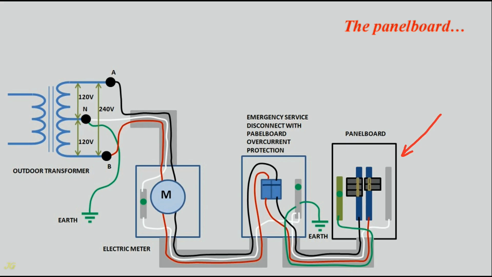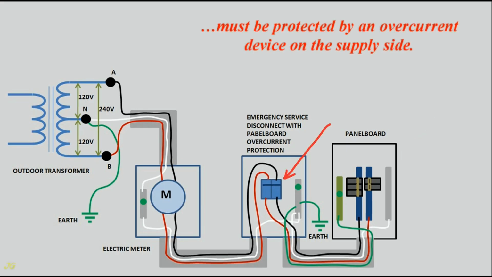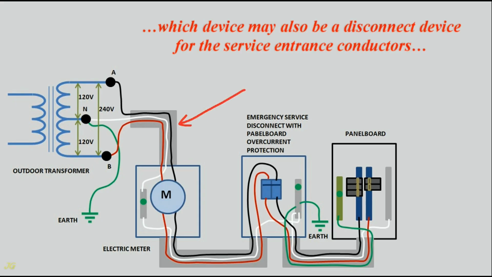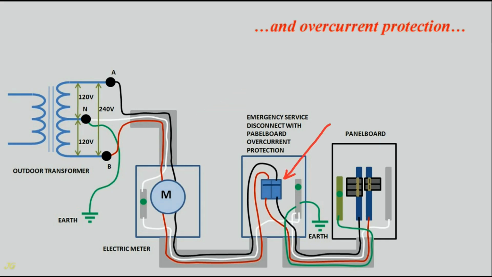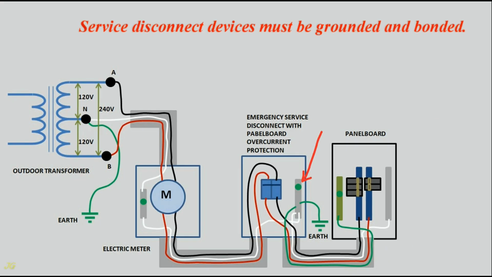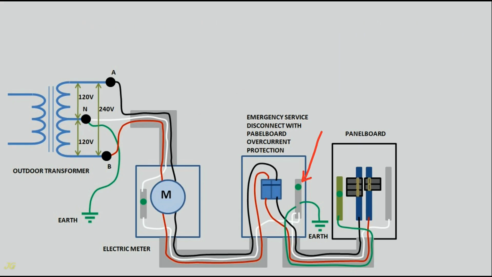The panel board must be protected by an overcurrent device on the supply side. For 1 and 2 family dwellings, an emergency disconnect device must be installed outdoors, which device may also be a disconnect device for the service entrance conductors, and overcurrent protection for feeder cable and the panel board. Service disconnect devices must be grounded and bonded.